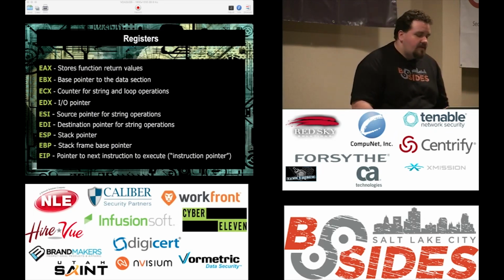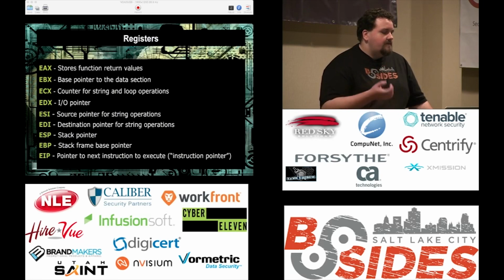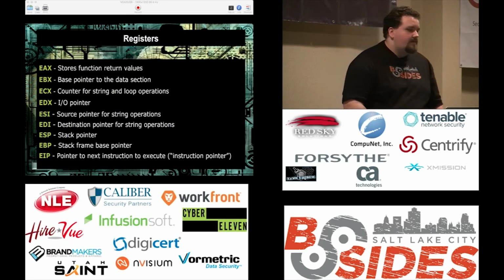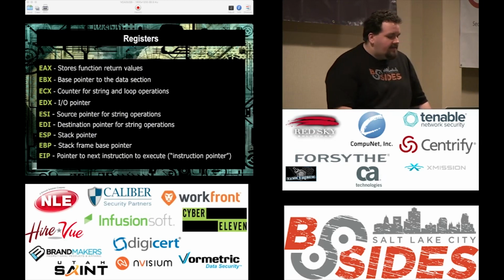EBX being the base pointer. The ECX is used for counting and looping. Like I said, these are just general conventions. There's nothing enforcing this, but what they're saying is that when you're writing code and you're doing some looping or operations, EDX is a recommended one to use. EDX for IO pointers, ESI for source pointing for string operations, EDI for destination pointer of the string operations.